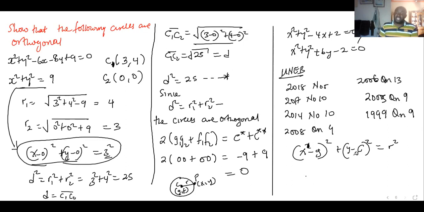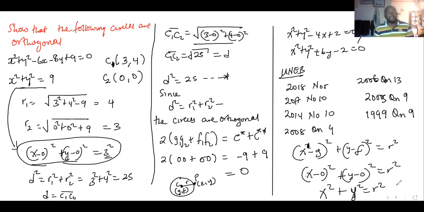Now, if g and f are 0, then it is x minus 0 squared plus y minus 0 squared, that is equal to r squared. That is why I'm saying x squared plus y squared is equal to r squared. That is normally what we call the simplest circle. The simplest circle is always originating from the center, from the origin. So if it is from the origin, you'll see it as x squared plus y squared without the other linear parts. So that's how it comes about. Okay, sir, thank you.